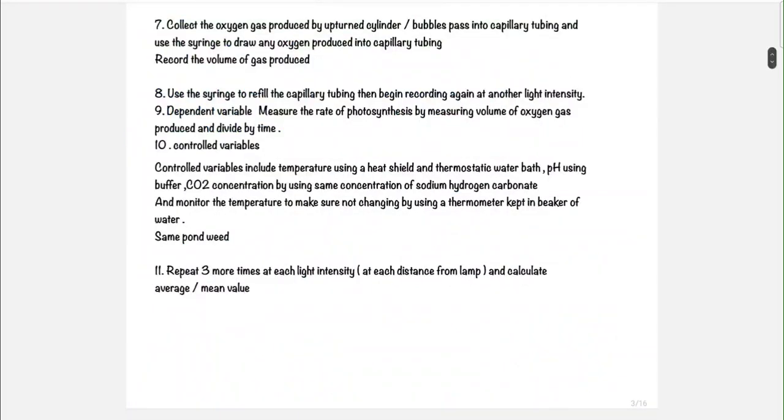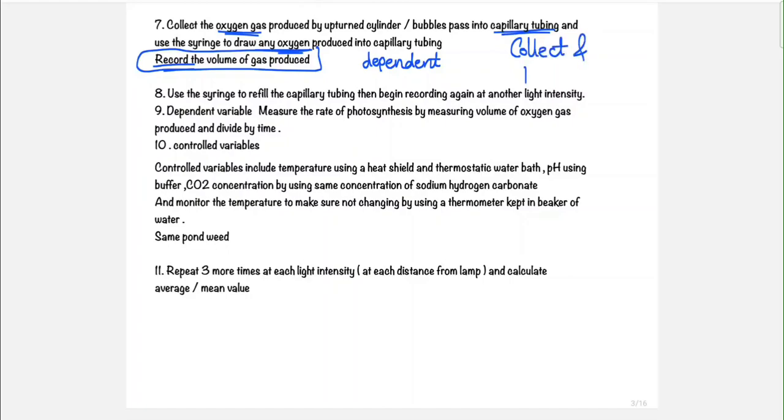Continuing, then we're going to talk about our dependent variable, which is to collect the oxygen gas produced by the upturned cylinder. Bubbles pass into the capillary tubing, and use the syringe to draw any oxygen produced into the capillary tubing, and record the volume of the gas. This is very important. We're going to collect the oxygen and record it in the syringe. Use the syringe to refill the capillary tubing, then begin recording again at another light intensity. And that's one of the uses of the syringe.